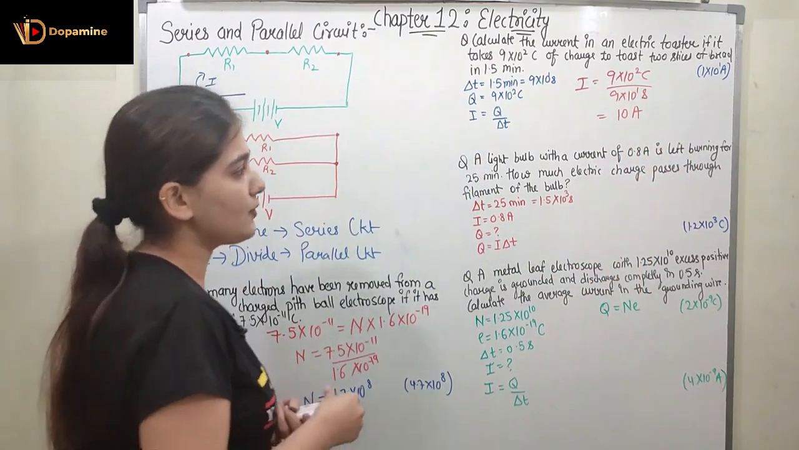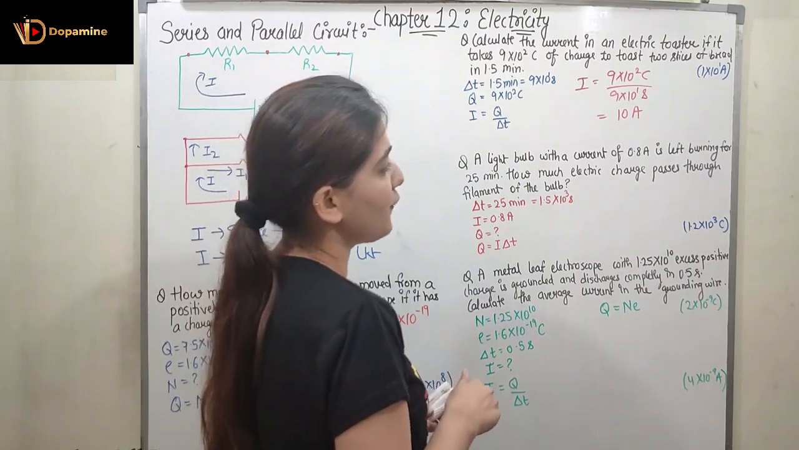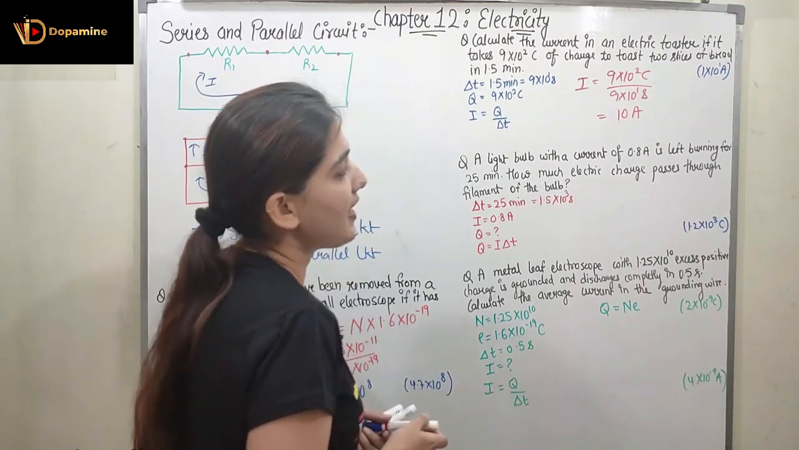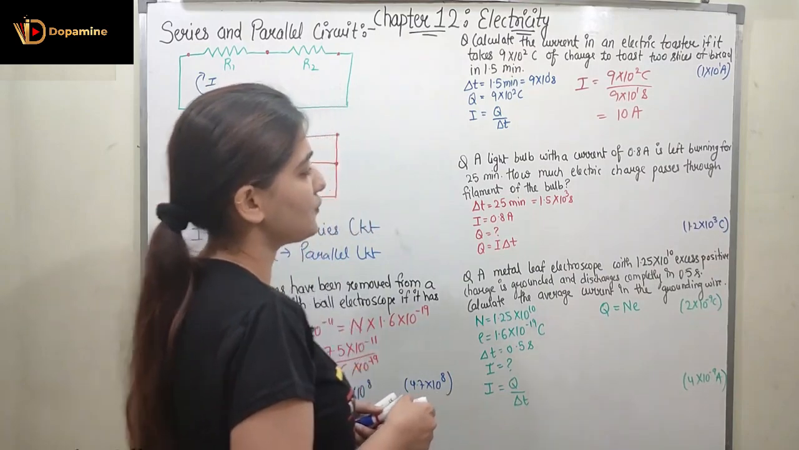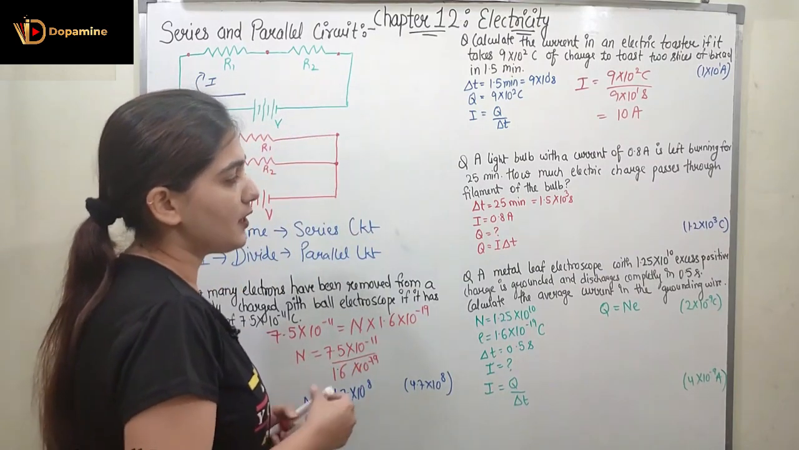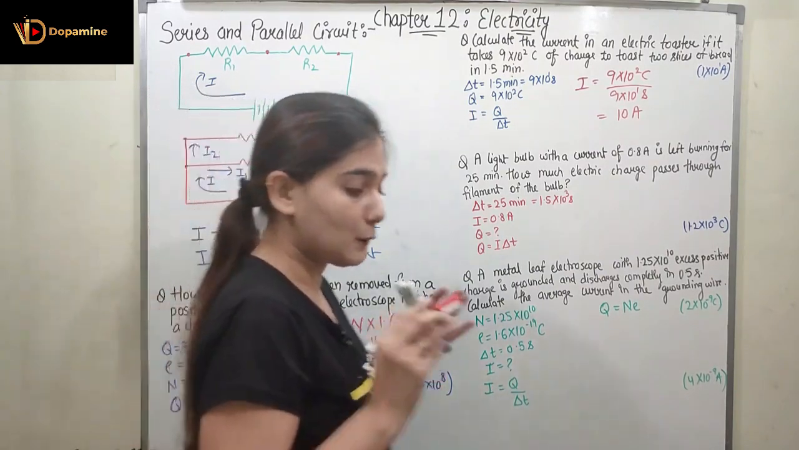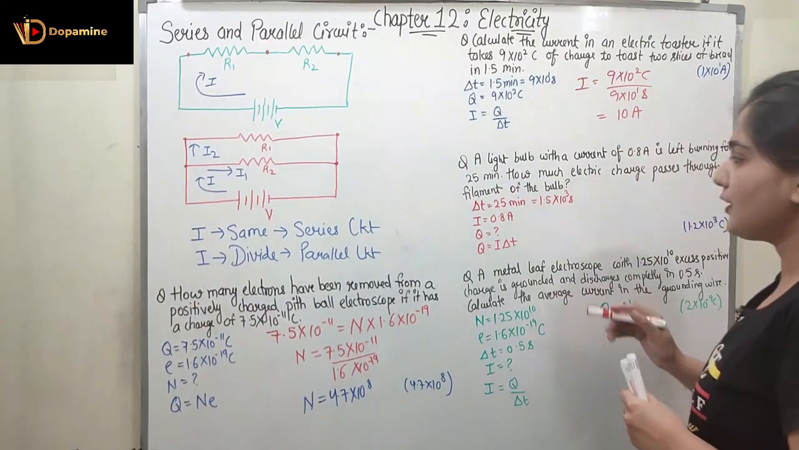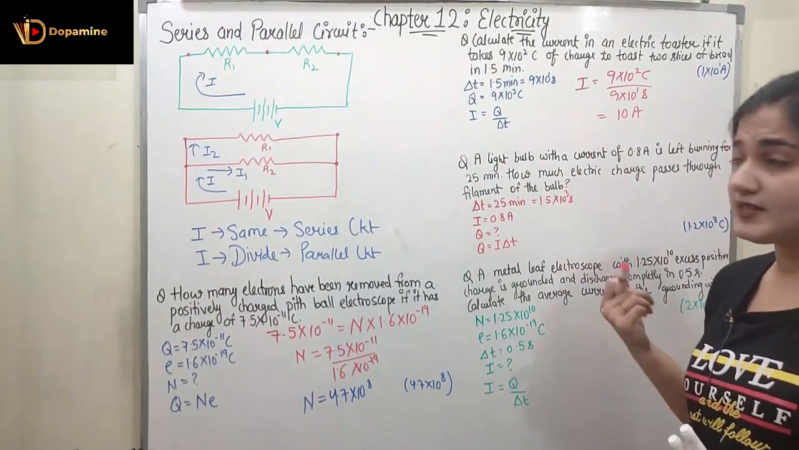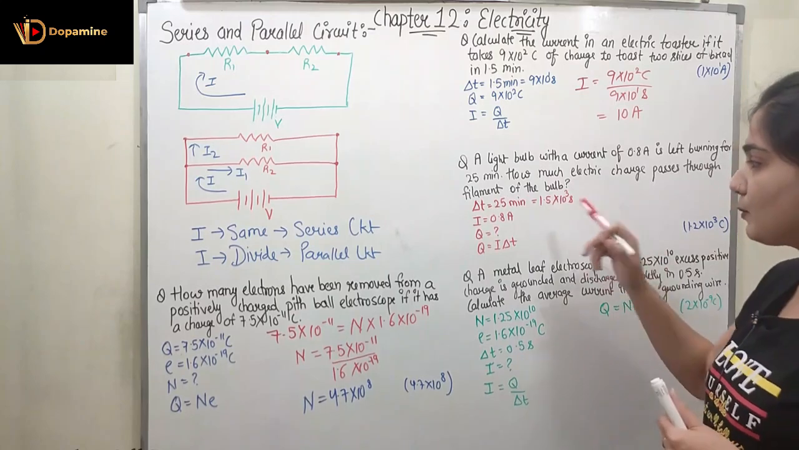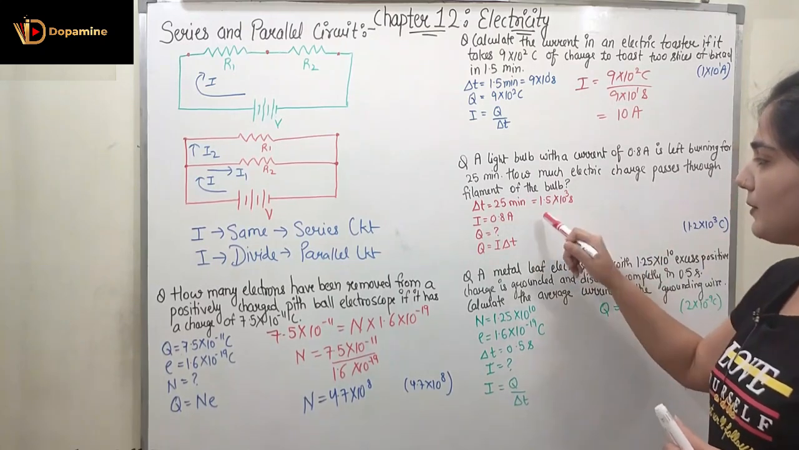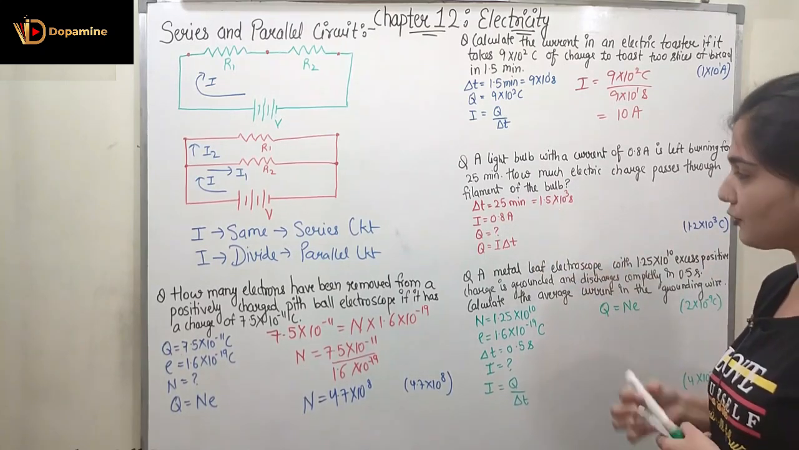Now coming to the next question: a light bulb with a current of 0.8 ampere is left burning for 25 minutes. How much electric charge passes through the filament of the bulb? We need to find the total charge. The time is again in minutes, so first we convert it into seconds by multiplying with 60. So 25 minutes will be equal to 1.5 × 10^3 seconds.